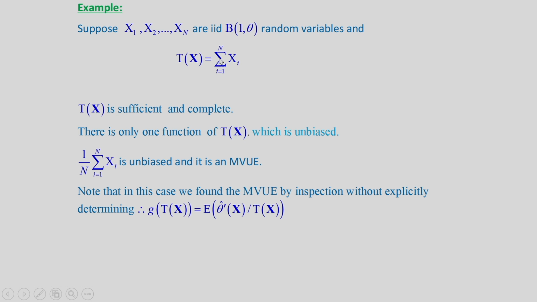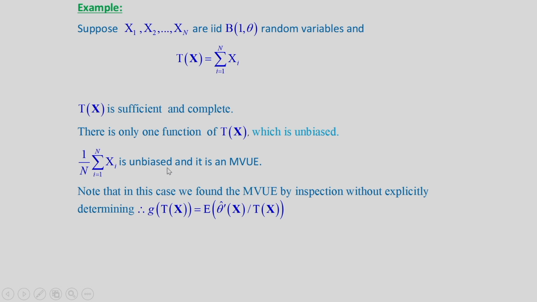We have already proved that this statistic is sufficient and it is complete also. So there is only one function of T(x) which is unbiased, according to the Lehmann-Scheffé theorem. Now by inspection we get that if we divide this sum by n, that is 1 by n summation x_i, i going from 1 to n, this will be unbiased because you can take the expectation here and there will be n times expectation and n will get cancelled.